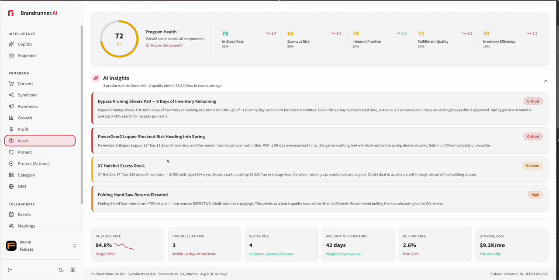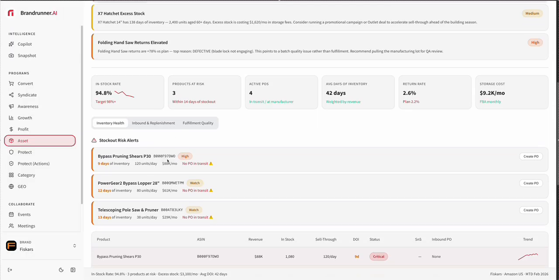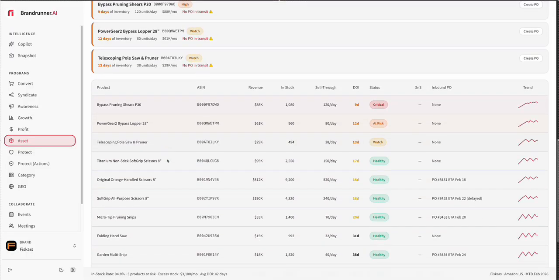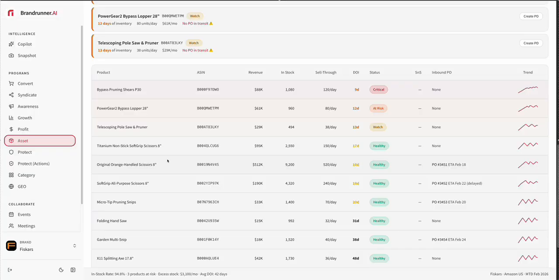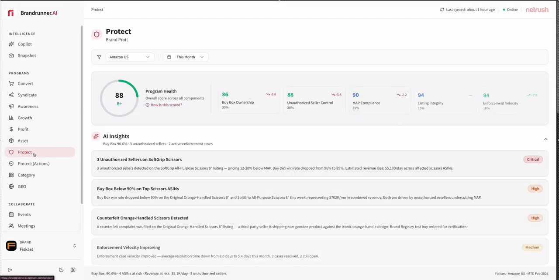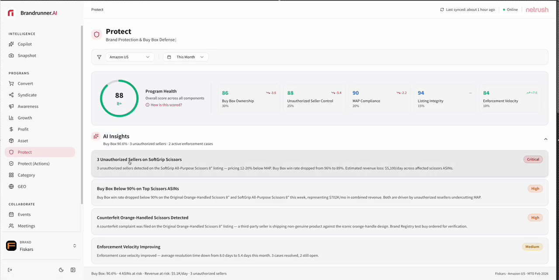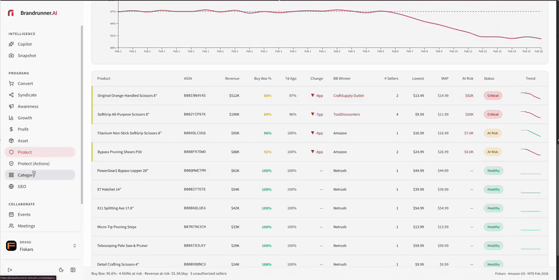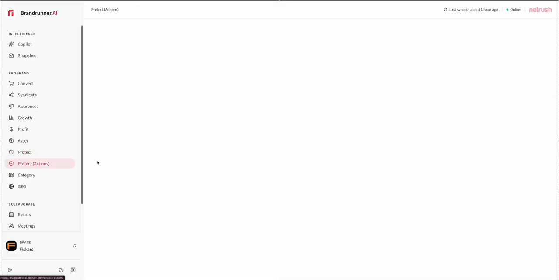The asset section is where we look at inventory, by SKU or by ASIN, and look at the status and days of inventory left based on what's in the marketplace. Protect is our brand protection tool. While this section provides information about buy box, the Protect Action section is where real actions can be taken.